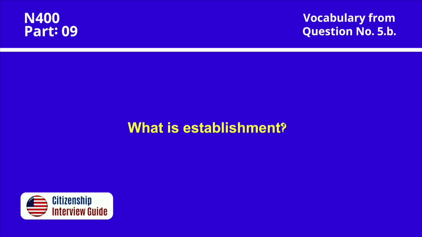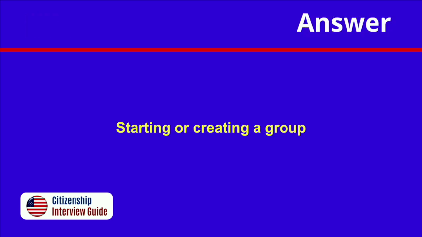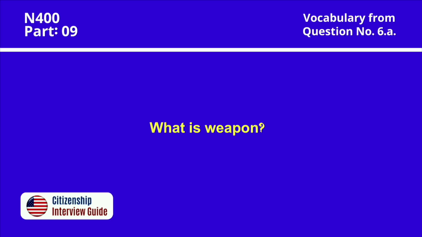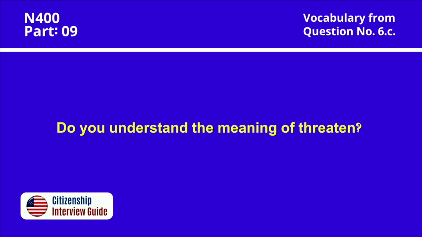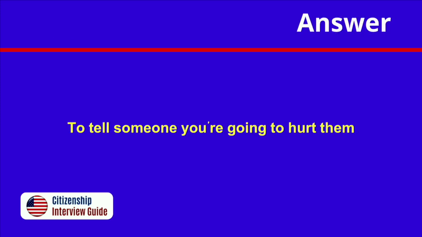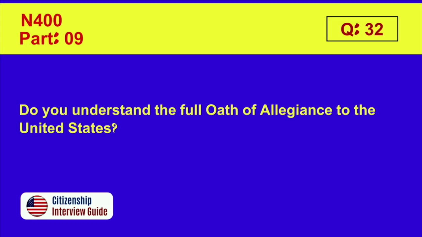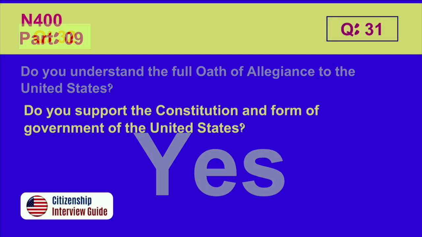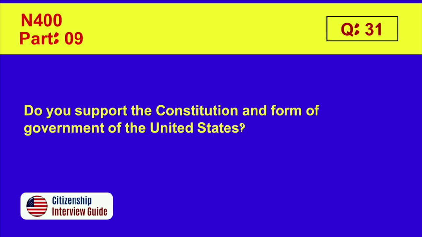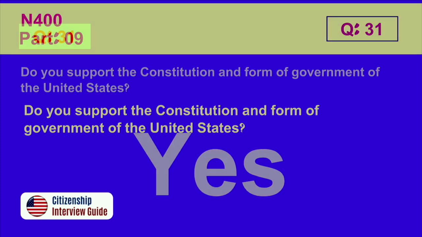What is establishment? Starting or creating a group. What is weapon? A knife or a gun. Do you understand the meaning of threaten? To tell someone you're going to hurt them. Do you understand the full oath of allegiance to the United States? Yes. Do you support the Constitution and form of government of the United States? Yes.